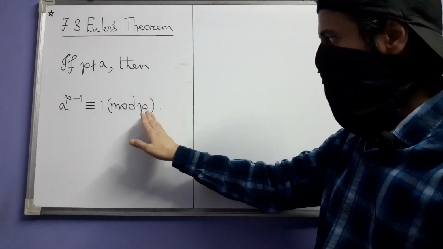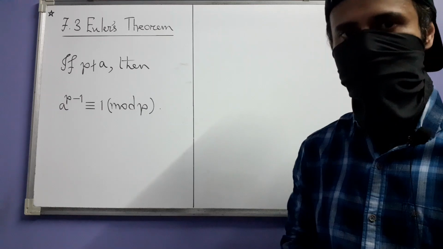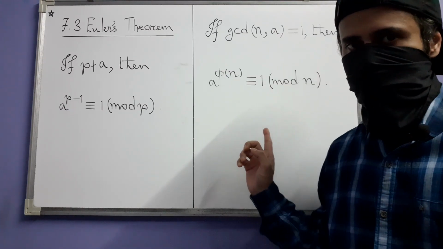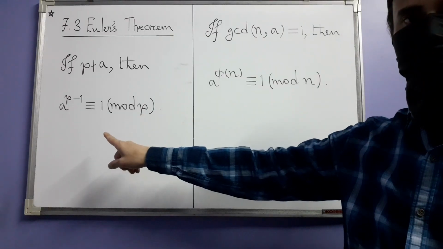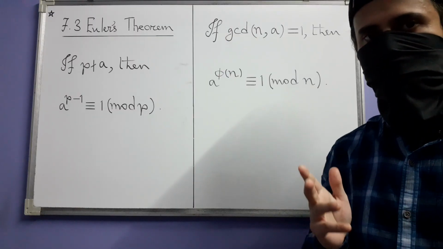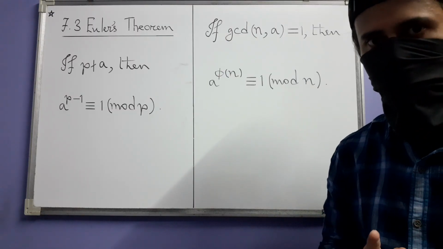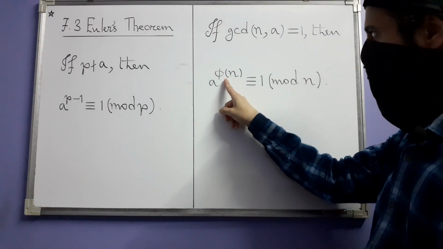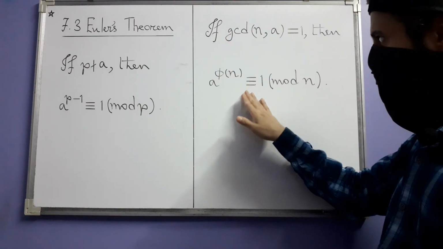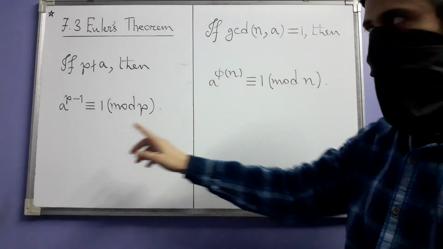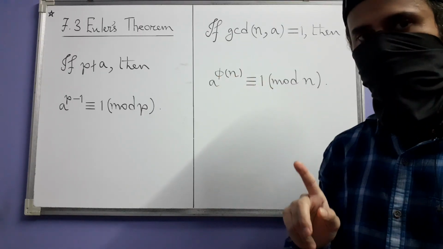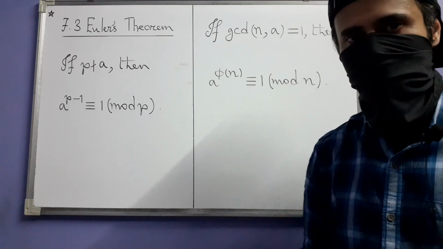Euler replaces this prime p with any integer n, positive integer of course. And this is Euler's generalization of this statement. Let n be a positive integer and a be some integer so that they are relatively prime. Their GCD is 1. Then a to the power phi of n is congruent to 1 modulo n. Note that this is actually a generalization of this one, because if you put a p here, then what is phi of p? Phi of p is just p minus 1.